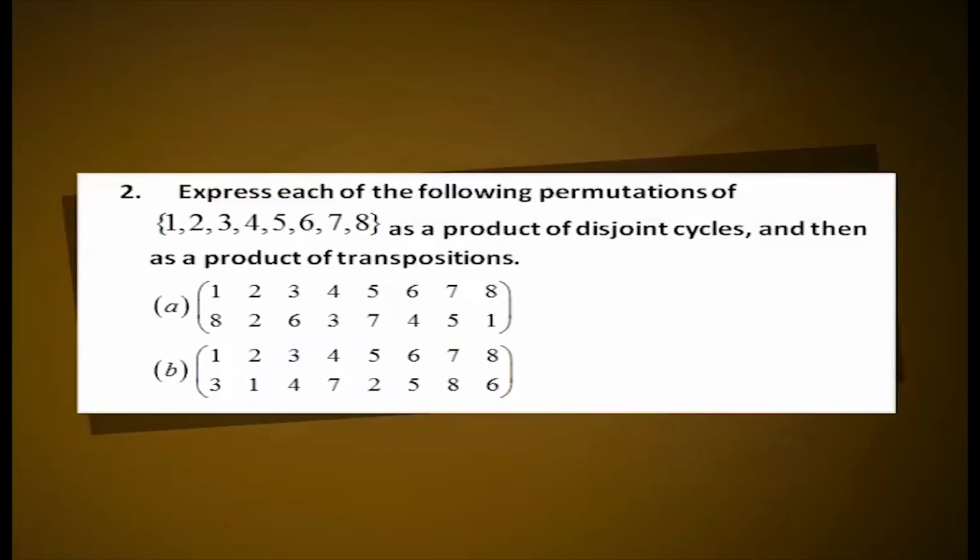2. Express each of the following permutations of the set 1, 2, 3, 4, 5, 6, 7, 8 as a product of disjoint cycles and then as a product of transpositions. A. 1 to 8, 2 to 2, 3 to 6, 4 to 3, 5 to 7, 6 to 4, 7 to 5, 8 to 1. B. 1 to 3, 2 to 1, 3 to 4, 4 to 7, 5 to 2, 6 to 5, 7 to 8, 8 to 6.